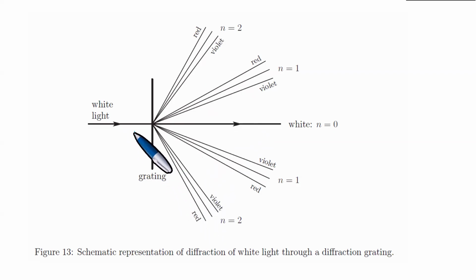White light now is shown, in the schematic representation of diffraction of white light through a diffraction grating. Here is white light through a diffraction grating, and the grating has several slits. When that happens through the several slits, we can make the following observation. There is red-violet, n equals 2. Red-violet. So the light obviously follows the ROYGBIV pattern.